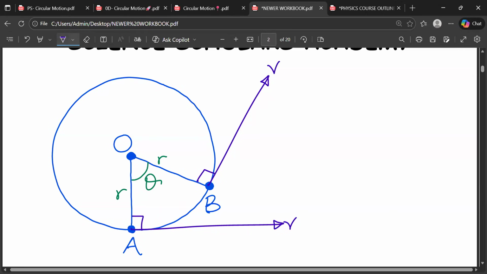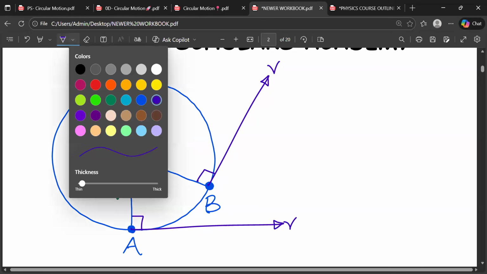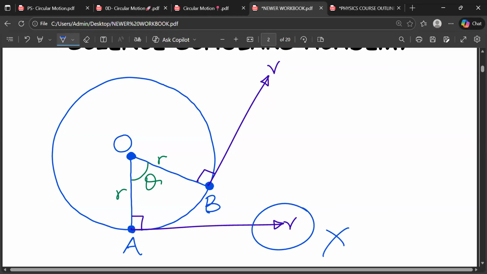Now, when you look at our V, the one at point B, it's of course at an angle to the horizontal. That means it has the horizontal and the vertical components. The V down here only has the horizontal component, no vertical component, because it is purely horizontal. But this V at point B is at an angle with the horizontal. That means it has both the horizontal component and the vertical component.